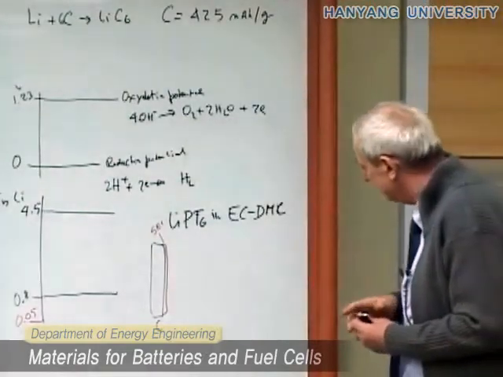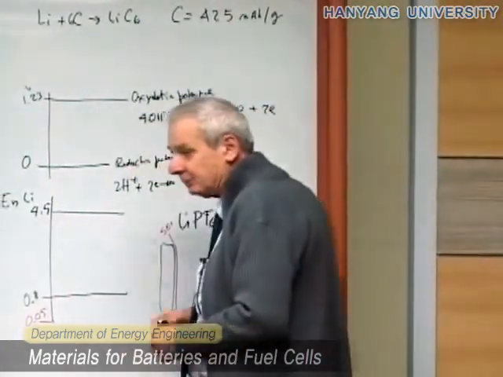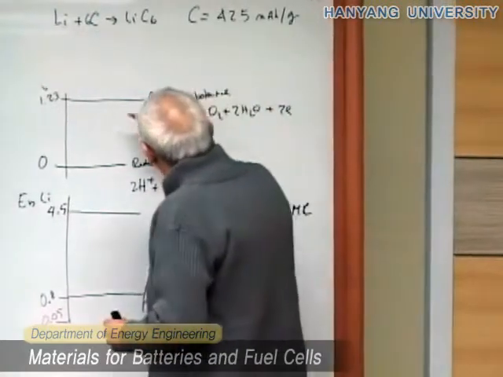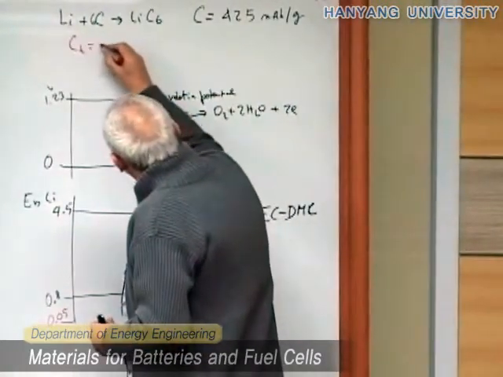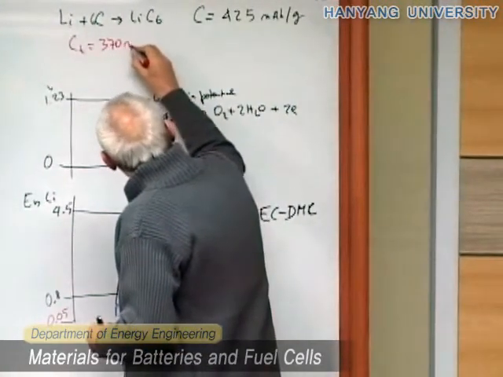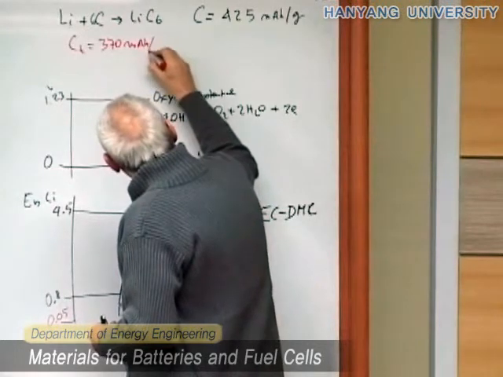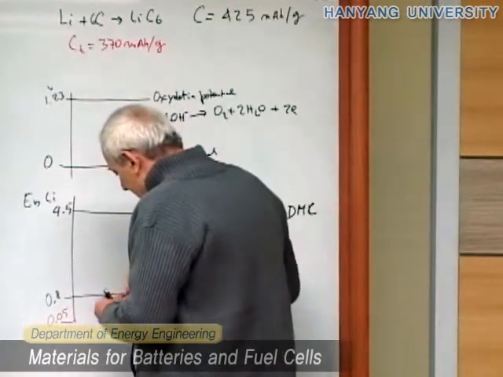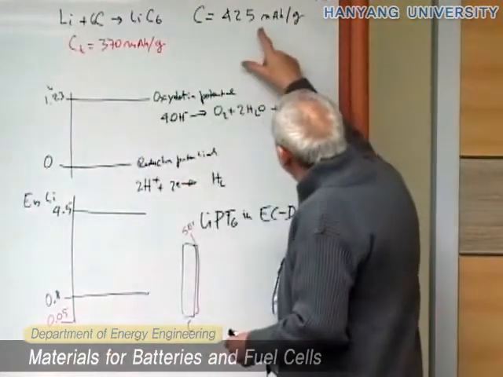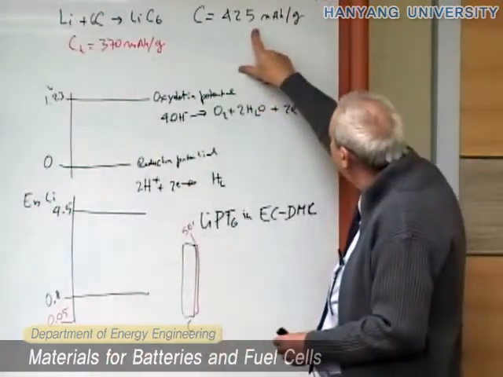However, we know that the theoretical capacity, which is the maximum possible, is 370 milliampere hour per gram. So how is it possible that experimentally we have a higher value?